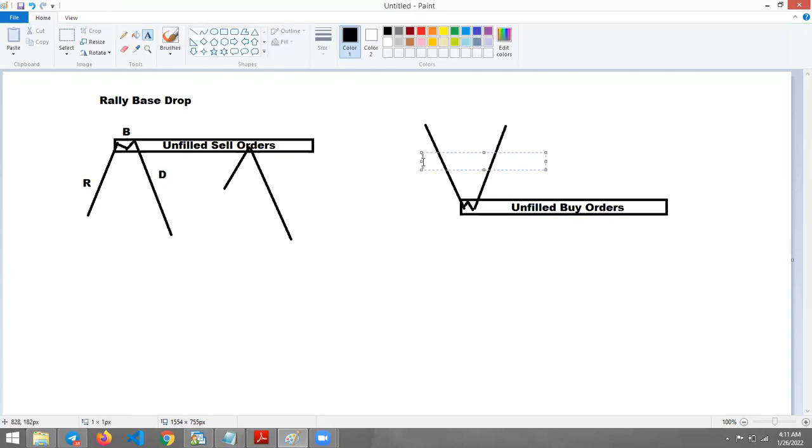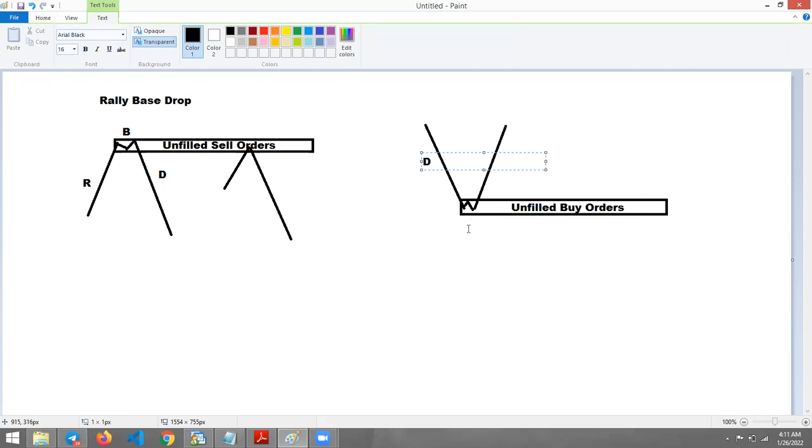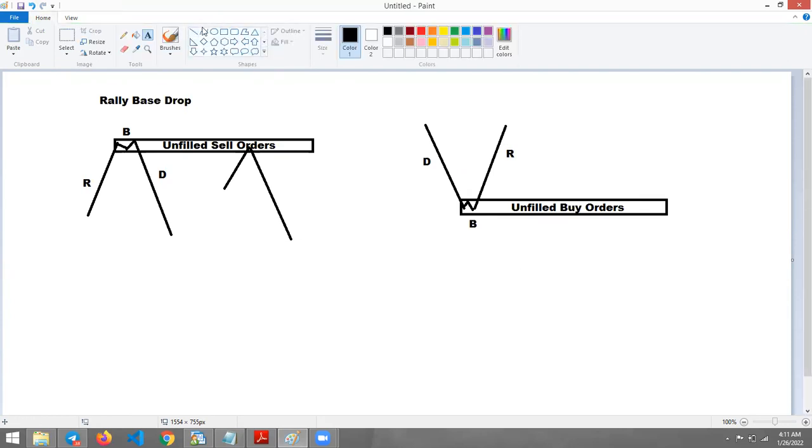So this is a drop, base, then rally. So what we wait for is for price to fill up these orders, and then we can buy from that zone there. This is very simple. So these are the two types of reversal decision points.